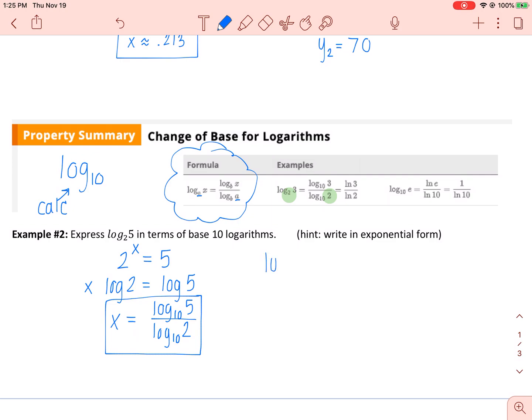You have log base 2 of 5. Well, when you change the base, you're going to have both logs have base 10. Your base in the original becomes the argument in the denominator. And then the 5 becomes the argument in the numerator. Notice they match. And you just did change of base. Okay, you will need to show that. You may not type in log base 2 of 5 into your calculator. Not possible.